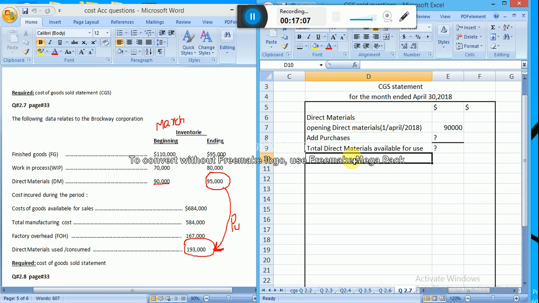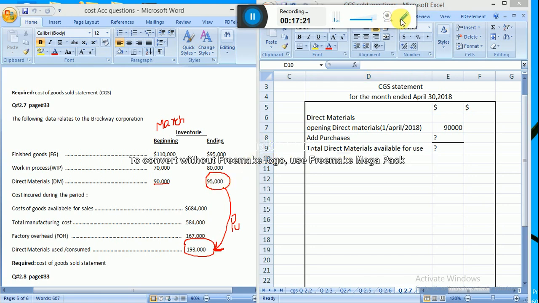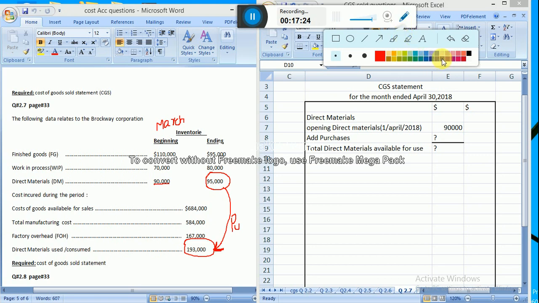Look at this, we have the ending materials, and if we look, that ending material is 95,000. What does this ending mean? This ending means that today is 30th April. April is going to end today.